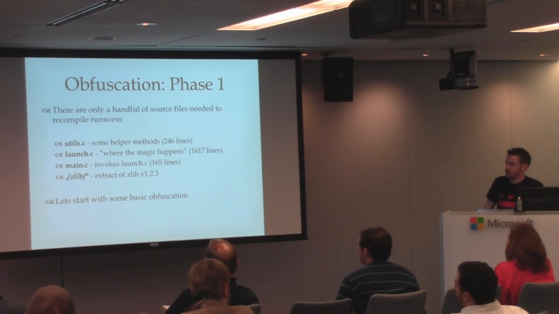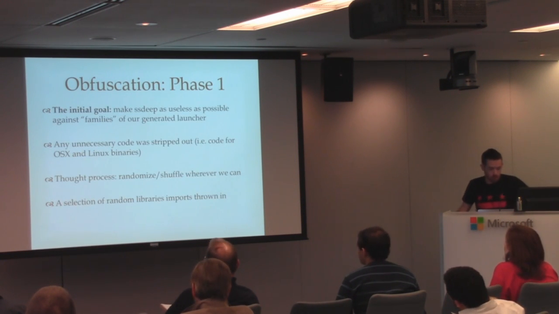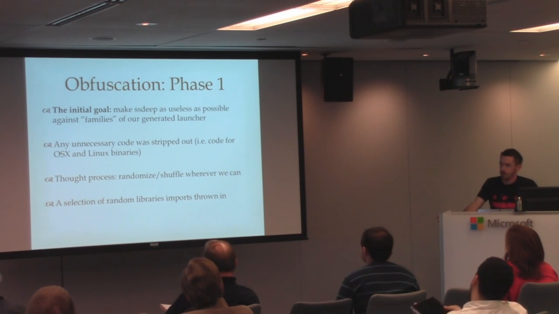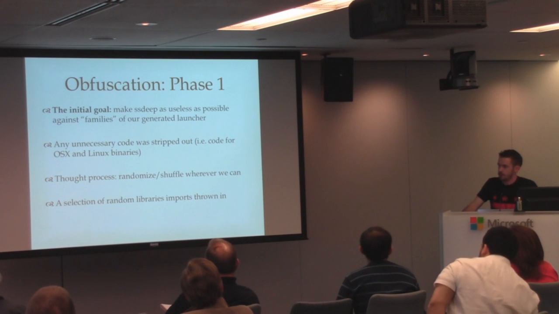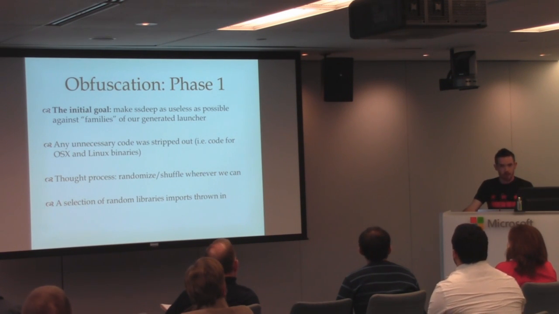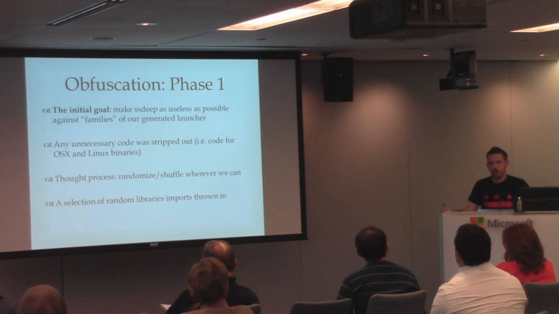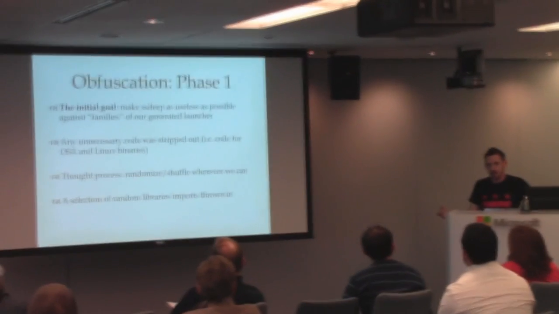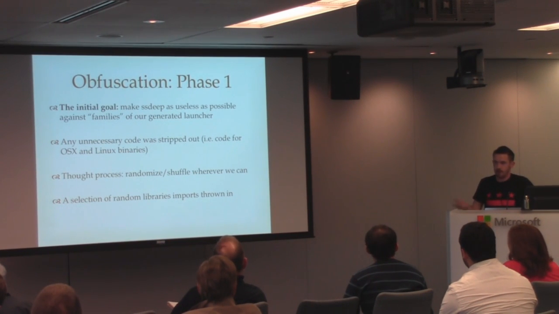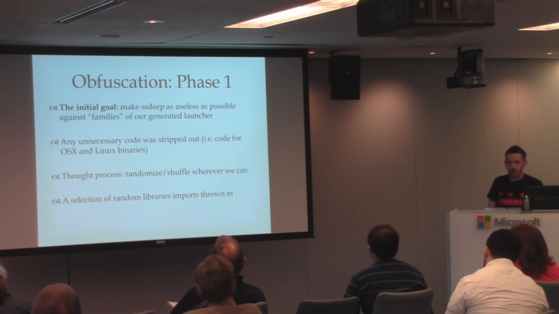Let's see what we can actually do for unique generation. The initial goal was to make SSDeep, which I'll explain in a couple of slides, as useless as possible against families of our generated launcher. So my initial thought process was, let's strip out any unnecessary code, so anything for OSX, AIX, Linux, whatever compatibility can all go. Randomize and shuffle anything we can, include a bunch of random libraries, put padding in, mix everything up.